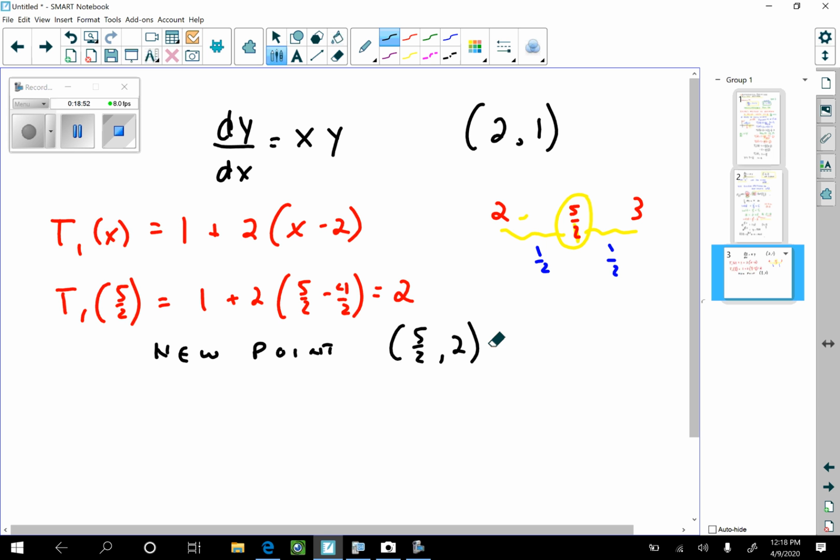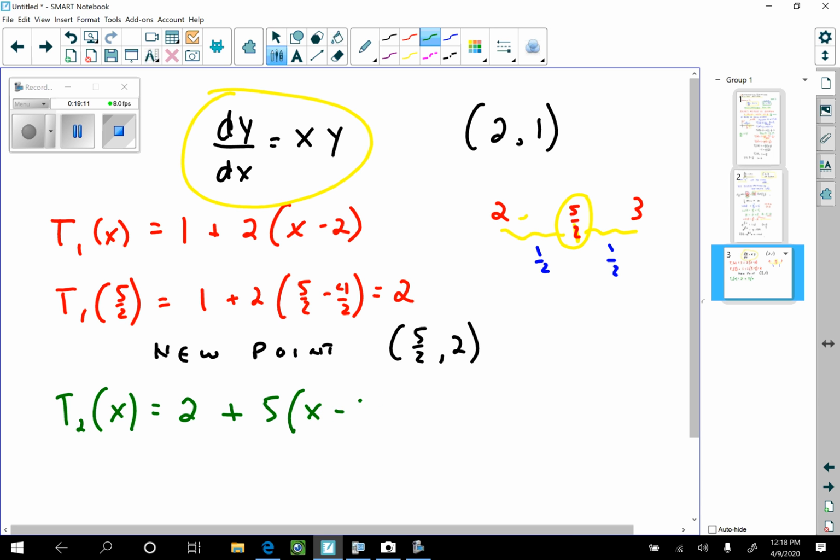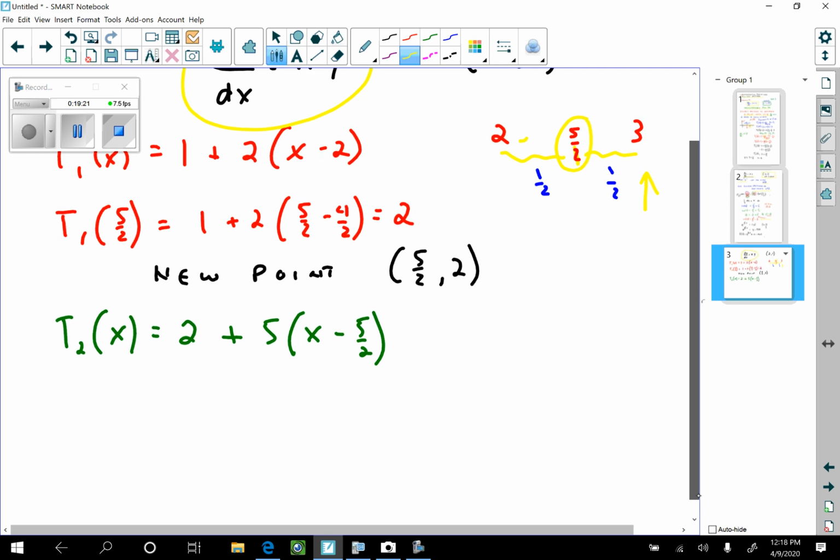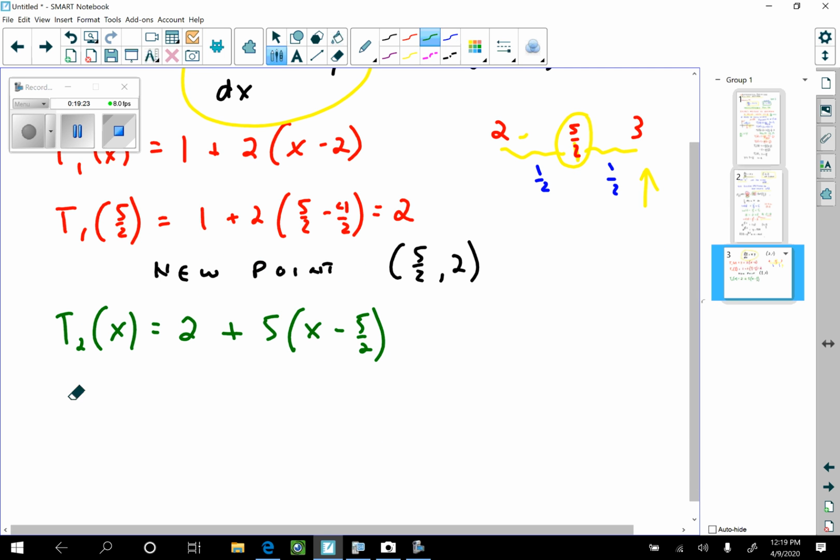And I'm going to use this to create my next tangent line, my second tangent line. The output is 2. And the derivative is simply going to be, note, this was an easy derivative, 5/2 times 2 is 5, times x minus 5/2. That's my second tangent line. And what do I want to do? Now, I want to put 3 into that. And that's going to be my estimation for y at 3.